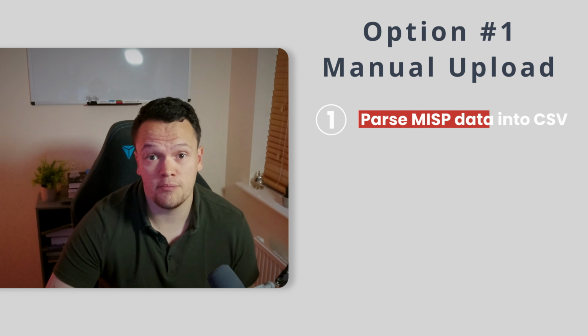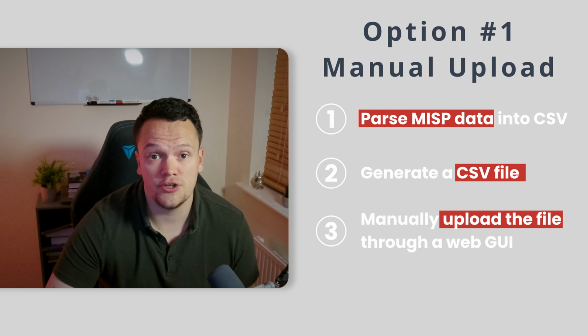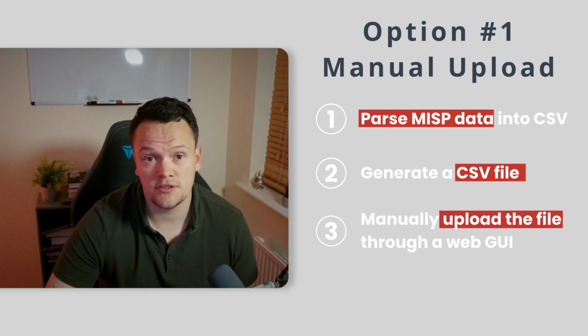For instance, you could parse it into text or CSV format, generate a file, and then manually upload this file to your security tool using its web GUI. Most security solutions allow you to bulk upload IOCs in text or CSV format. You just need to ensure you follow their file template to include the right data so the security tool can parse your list of IOCs and add them into its database.